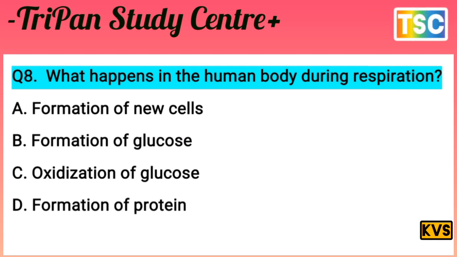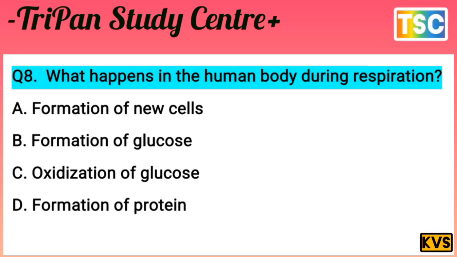Let's see. Respiration is a continuous process that occurs in the cells of all living organisms to produce energy. In this process, energy is released by the breaking down of glucose in the cells of the body. It means the answer here is oxidation of glucose. Option C is correct.